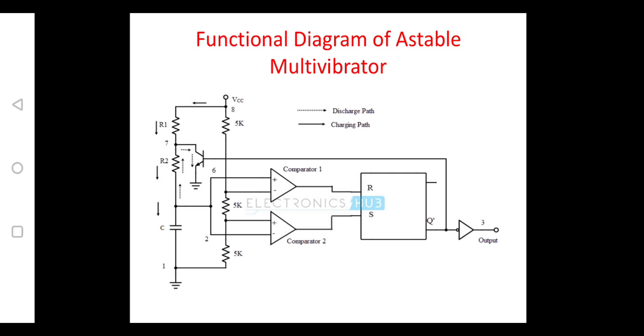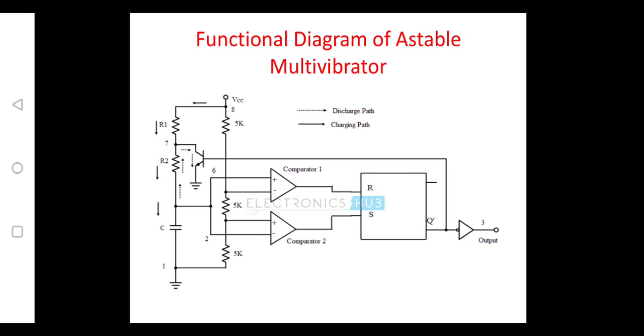initially the capacitor voltage is less than 1 by 3 VCC. If the capacitor voltage is less than 1 by 3 VCC, we will have comparator 2 equivalent to 0, which represents S equivalent to 0. If S is equivalent to 0, whatever may be the R value, Q bar is equivalent to 0 and Q is equivalent to 1. Depending upon this Q bar value, the transistor will be either in the on state or in the off state.